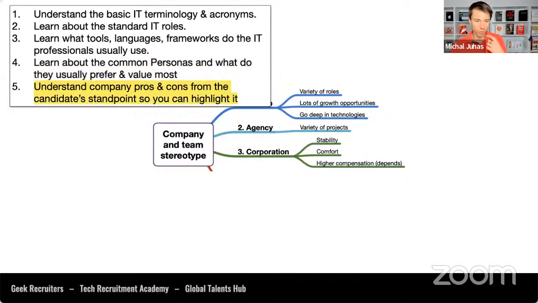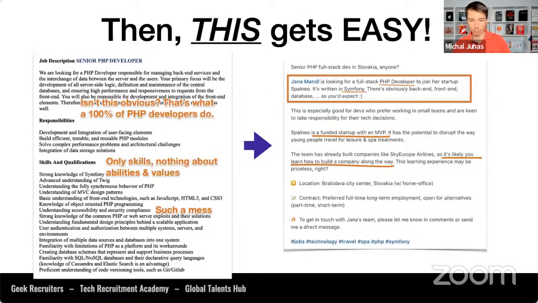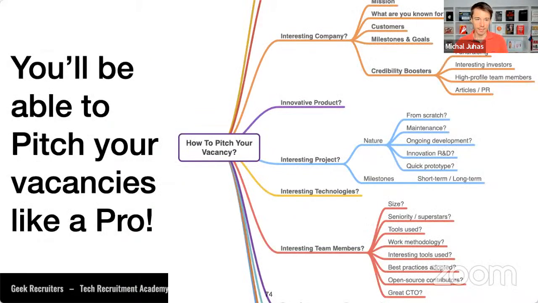And the last step is to understand the company's pros and cons so that you can highlight those benefits for candidates. Coming back to the example that I was sharing just a few minutes ago, this would get easy because you would be able to focus on the most important keywords, PHP and Symfony in this case. You would be able to highlight the things interesting for developers, and you will be able to pitch these vacancies like a pro.